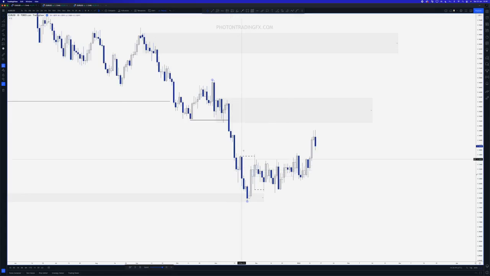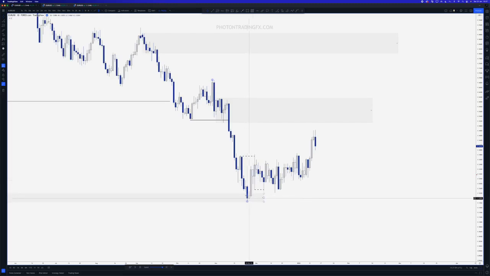We're looking almost at what some people call fractal structure, right? So the way we use changes of character and internal breaks of structure to our advantage, or the way we use them as useful information, is we just use it as one piece of confluence in a high value area. So what I mean by that is areas in which we expect price to potentially turn.